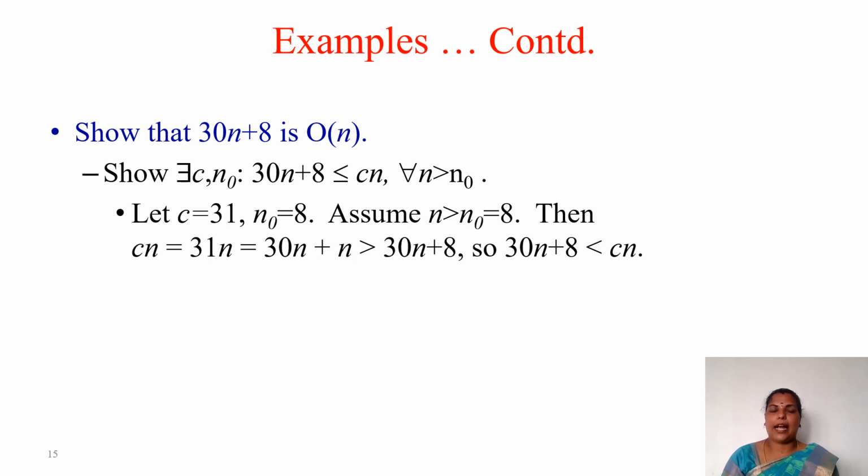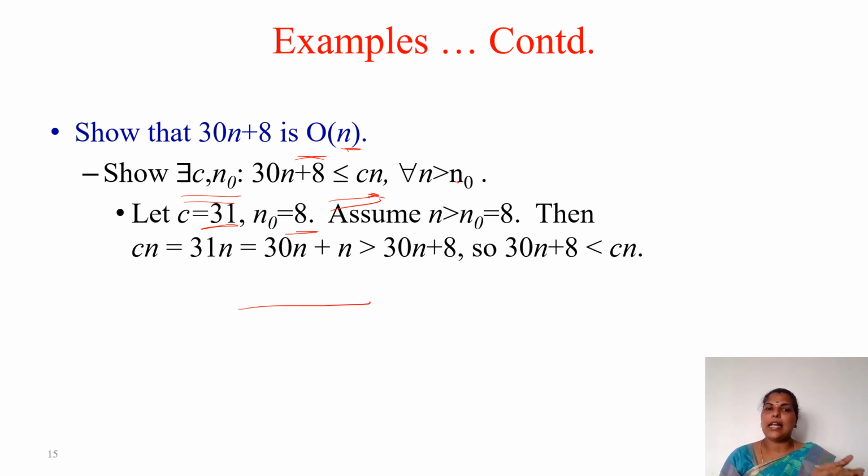Next is a proof type of question. Show that 30n plus 8 is big O of n. Here you have to apply the same principle. There exist c and n naught such that 30n plus 8 is less than or equal to, big O means always less than or equal to, c into g of n, for all n greater than n naught. So you have to substitute some values and prove that the left hand side is less than or equal to the right hand side. So we can prove that 30n plus 8 is order of n.